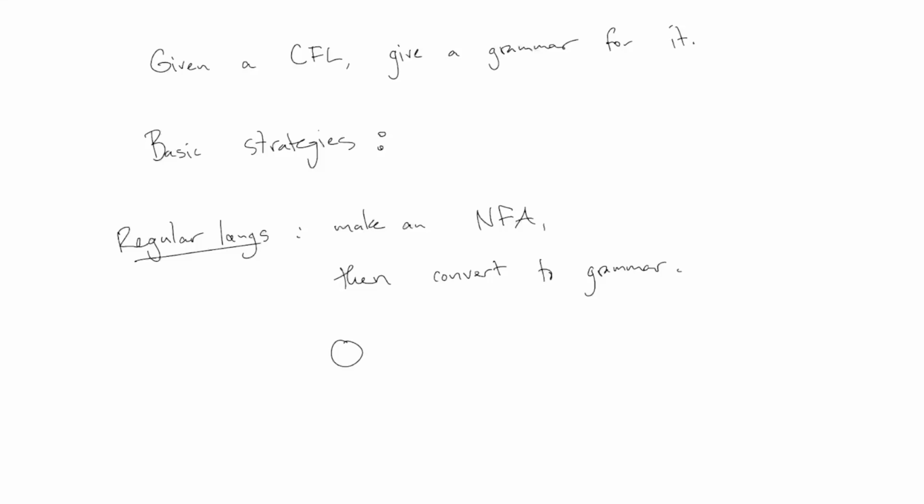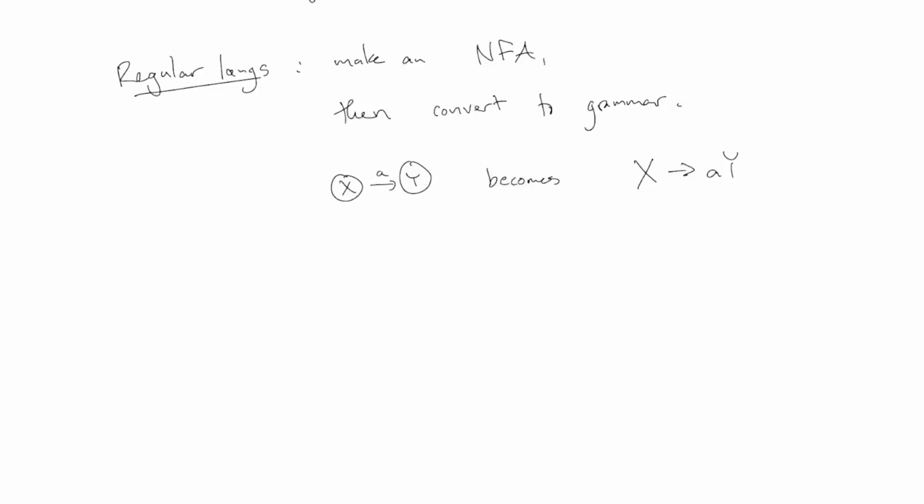And the way this conversion goes is basically if you have some states like this and an arrow between them, this becomes the grammar rule, X goes to aY. And if you just do that for all of the arrows in your diagram, this will convert the NFA diagram into a grammar. And there's essentially never anything that makes that hard. So this is the very easy case. If the language happens to be regular, you can always make an NFA out of it and convert it to a grammar. All right, what about non-regular languages? Those are really the more interesting ones from our point of view.